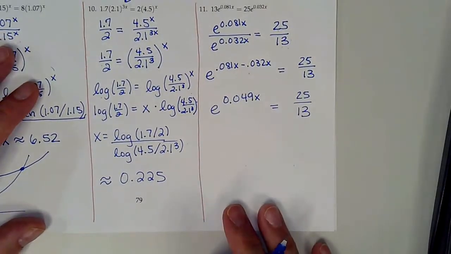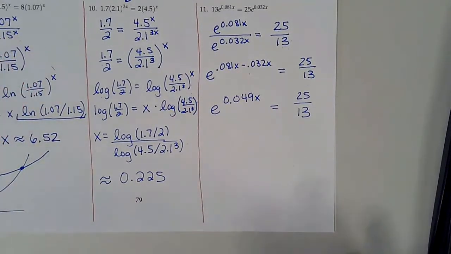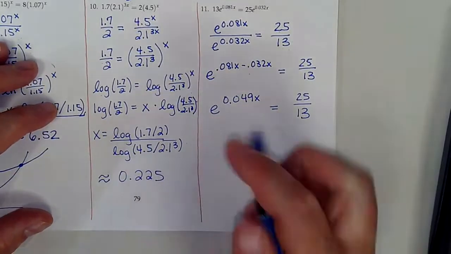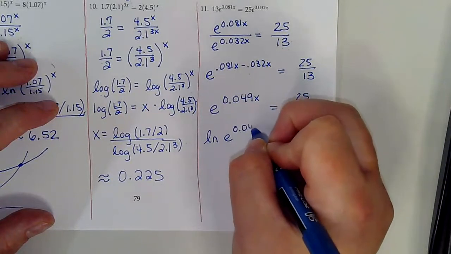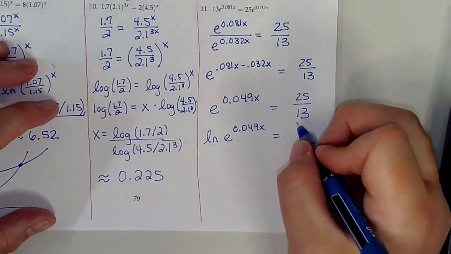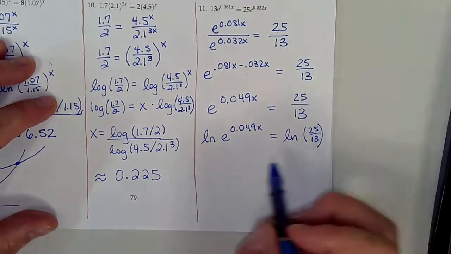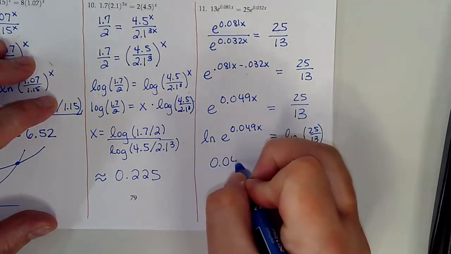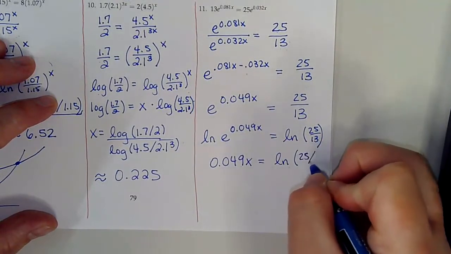All right, so to solve this, I need to get that x out of the exponent, and I could use any logarithm I want, but this is a situation where using natural log is going to be more helpful. That's because natural log and e are inverses. They're best friends. And so I'm going to use the natural log paired with the e. So I'll get natural log of e to the 0.049x equals natural log of 25 over 13. And then ln and e are inverses, which means this just simplifies to 0.049x. And that'll still be equal to ln of 25 over 13.